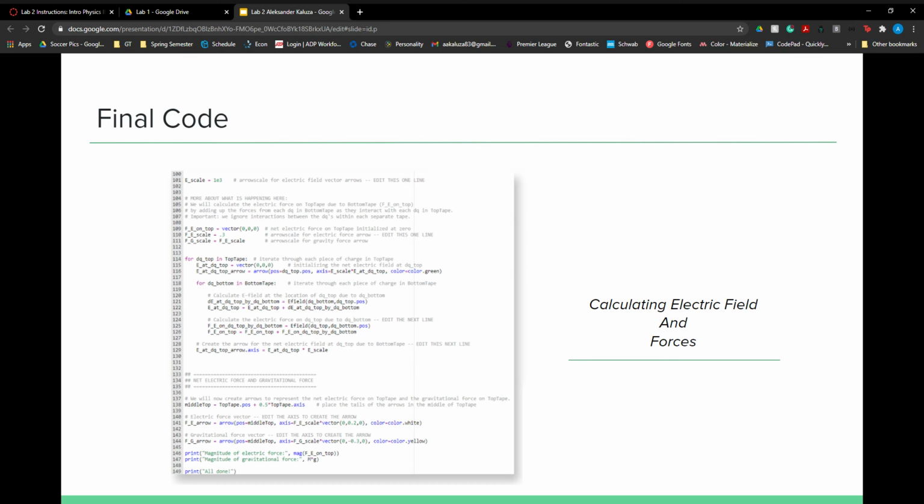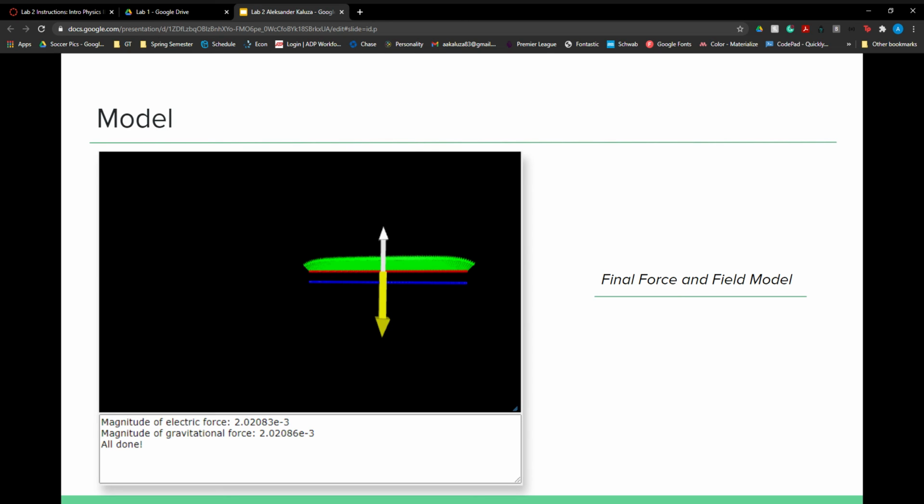every point charge in the bottom tape on every individual point charge in the top tape, and calculating the net of every electric field at every top point charge for our final electric field, and then the force, which can be seen here in the model, that the magnitude of the electric force and gravitational force are equal.